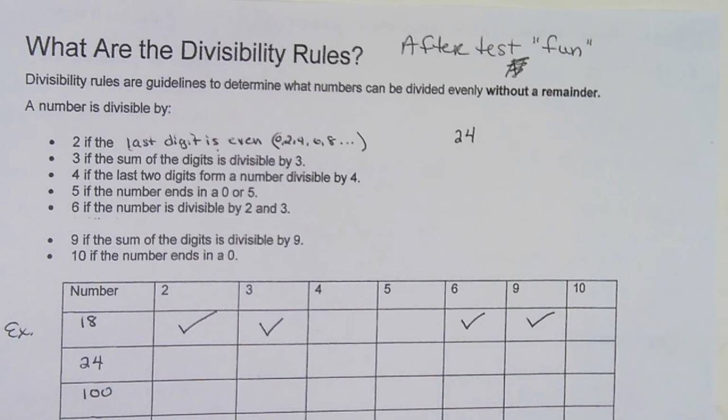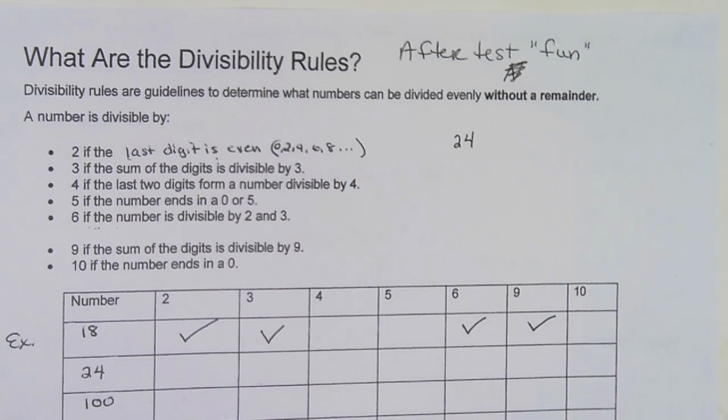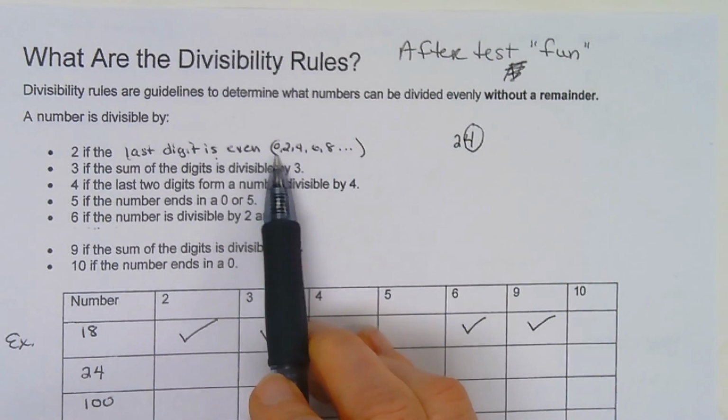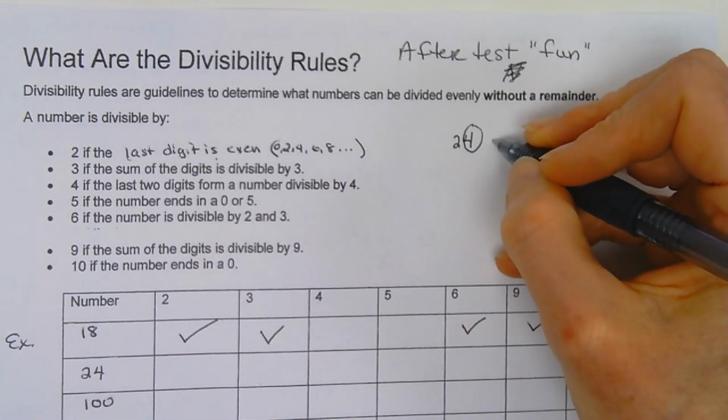How can I tell if 24 is divisible by 2? Well, it's an even number. The last digit is an even number, 0, 2, 4, 6, or 8. So this is definitely divisible by 2.